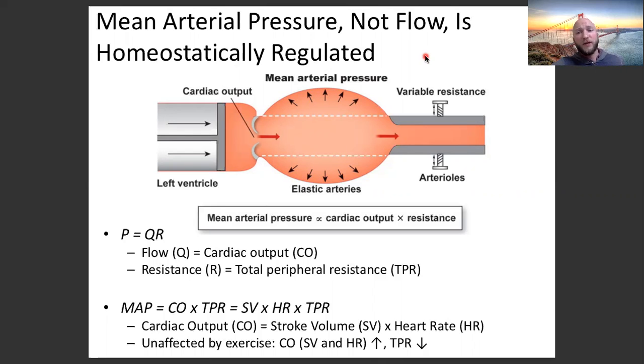Mean arterial pressure, average arterial pressure, is homeostatically regulated. Blood flow is not. Your body regulates pressure, and that pressure drives flow. Flow is equal to cardiac output. The amount of blood that your heart pumps out over a period of time is how much flow there is in your circulatory system.